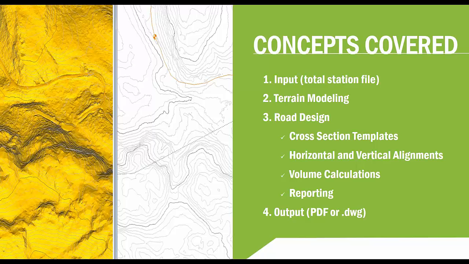So, concepts that Jack will be going through today, a little outline. He will be inputting a total station file, creating a terrain model with that file. And then he'll do a quick road design with cross-section templates, horizontal and vertical alignments. The vertical alignment will be where he shows you how the Softtree Optimal add-on can make that part of your design process easier. And he'll show you volume calculations, reporting, and then lastly, he'll show you how to do output in RoadEng, whether to PDF or to a DWG file to pass on to CAD for further drafting.